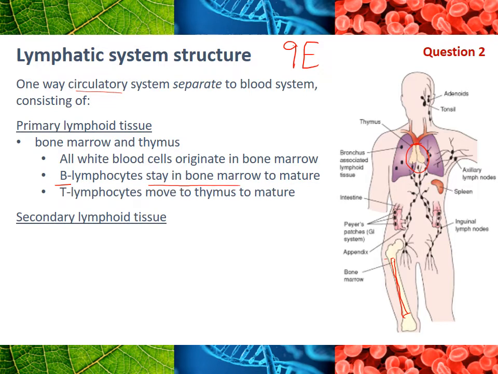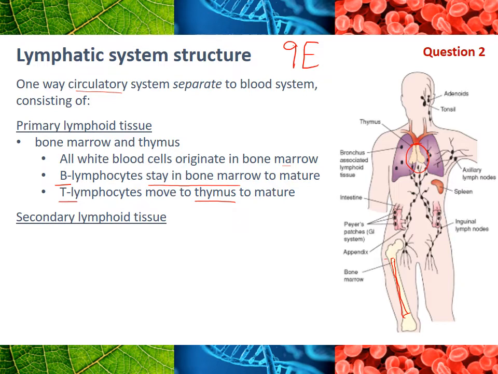T cells start in the bone marrow, like all white blood cells do, but then they move to the thymus, and that is where they mature. So the T for thymus is the T for T lymphocyte. So they all start in the bone marrow, then B lymphocytes stay there, T lymphocytes move on to the thymus to mature.